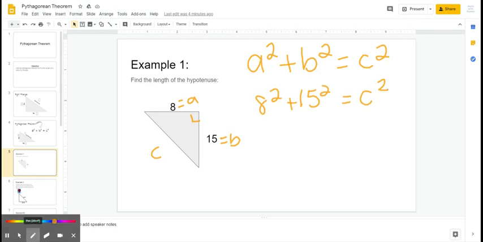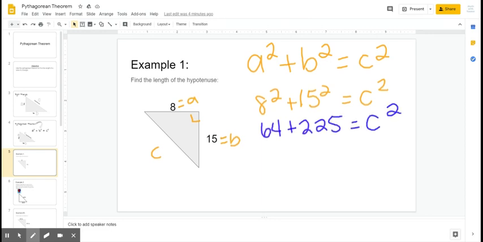So 8 squared, which is 8 times 8, is 64. 15 squared, or 15 times 15, is 225. And we don't know what c squared is yet. So 64 plus 225 gets you 289. All right, and now at this point, 289 is what c squared is. We need to figure out what c alone is.